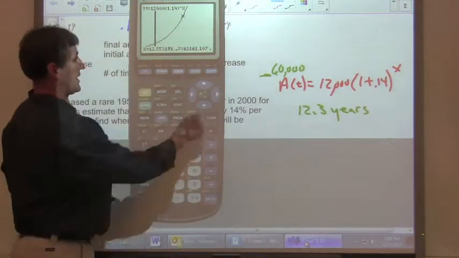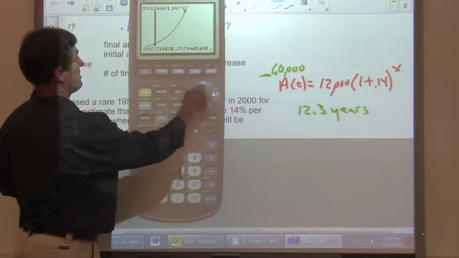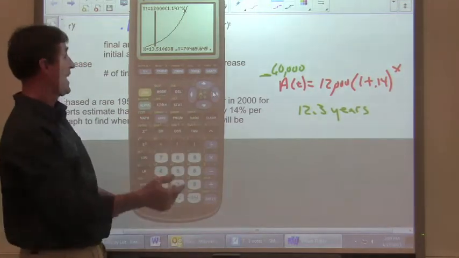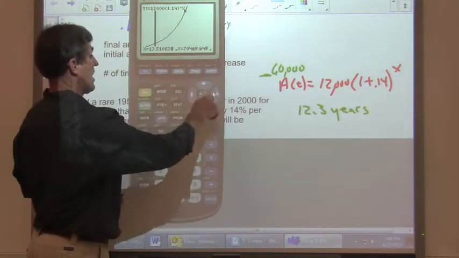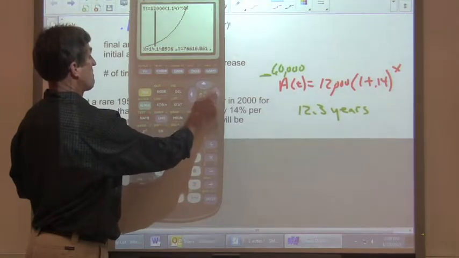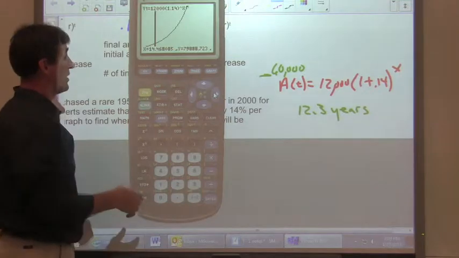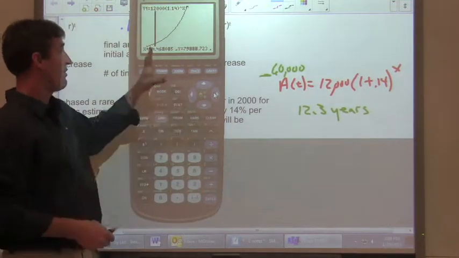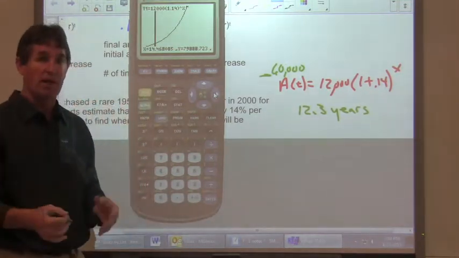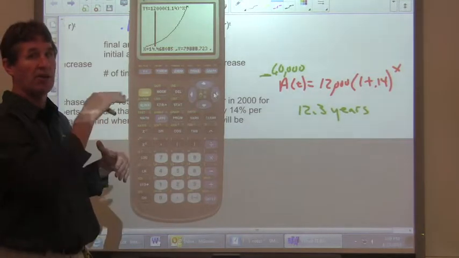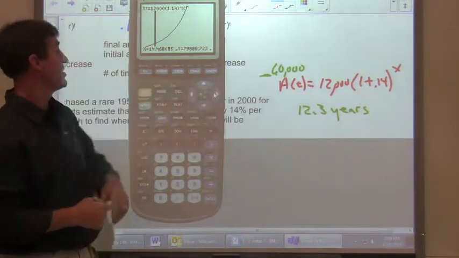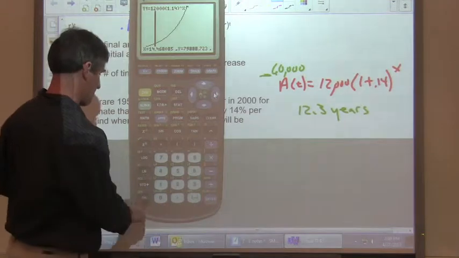So we can take this out and see when it's going to be 70,000. It's going to take 13.5 years. And you can see it's going to climb faster now. And it's going to get to 80,000 in about 14.4 years. So we can use the calculator, just type in the equation, and use the trace function to find when it reaches the amount you want it to be.